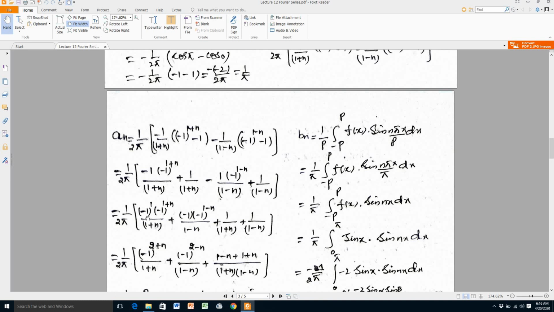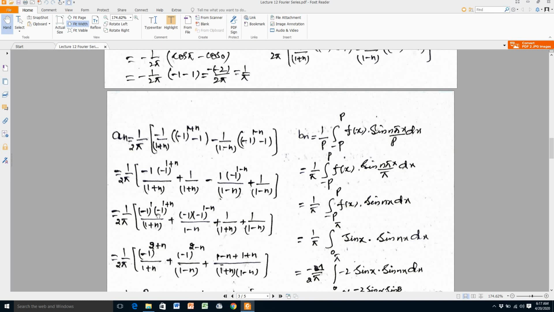Here you see that I write this negative 1 as minus 1 raised to the power 1, so it becomes minus 1 raised to the power 1 plus n divided by 1 plus n. Here I replace its sign: I write the sign as positive and the negative taken like this. Minus 1 into minus 1 raised to the power 1 minus n divided by 1 minus n, and the remaining terms are 1 over 1 plus n and plus 1 over 1 minus n.